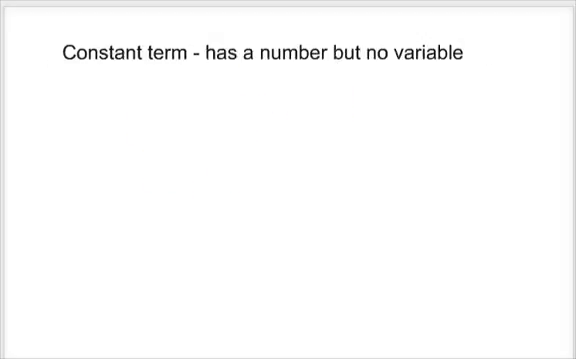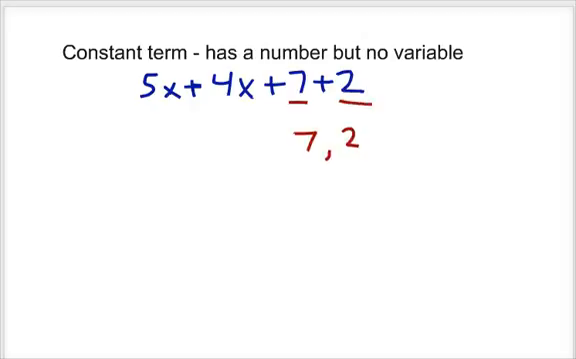Then there are constant terms, or constants. And these are numbers that have no variable. So they're a term with no variable. So in our example of 5x plus 4x plus 7 plus 2, I'm looking for all of the terms that have a number but no variable. Well, it can't be 5x because it has a variable, 4x has a variable, but 7 does not have a variable, and 2 does not have a variable. So 7 and 2 would be the constants for that equation.